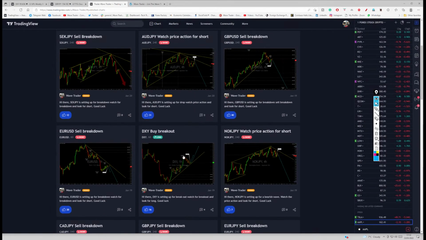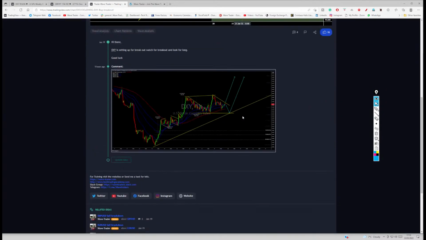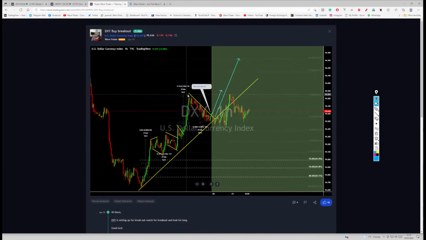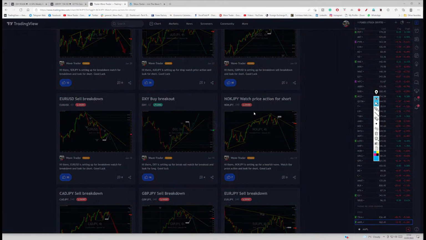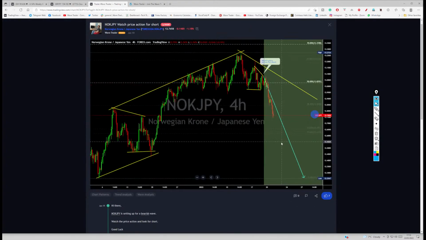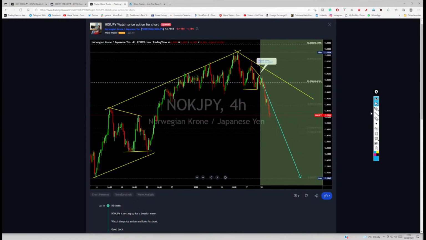So euro dollar is also going down. DXY broke out for the next leg. Short-term target is almost reached, back to that top. And Norwegian krona is also dragging lower. There was an opportunity. We were expecting that correction to break down. It's heading back to that low. Last week's setup was there.